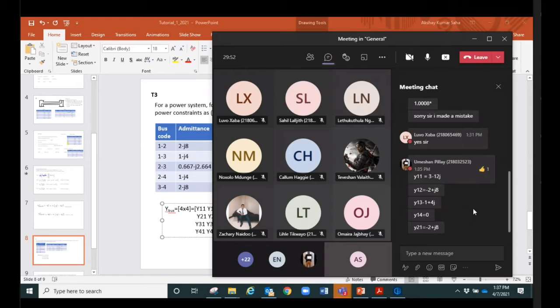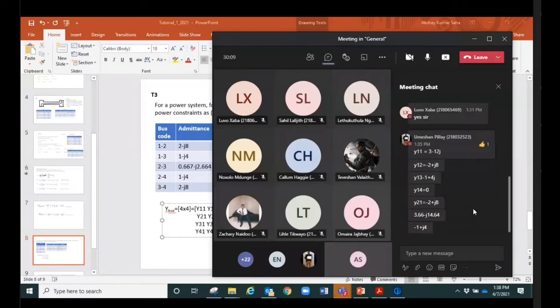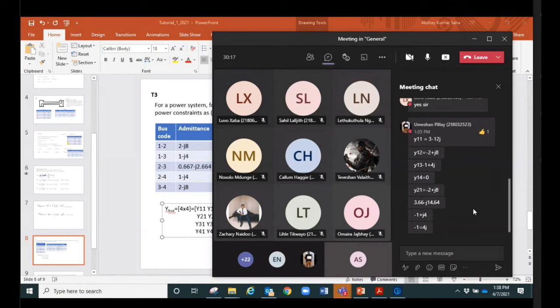Now we need Y22. You can directly do these things. All the admittances connected to bus 2, just looking at the bus code and the admittances, meaning 1, 2 will come, 2, 3 will come, 2, 4 will come. So it's minus 2, Y22 is 3.66 minus J14.664, which is correct.